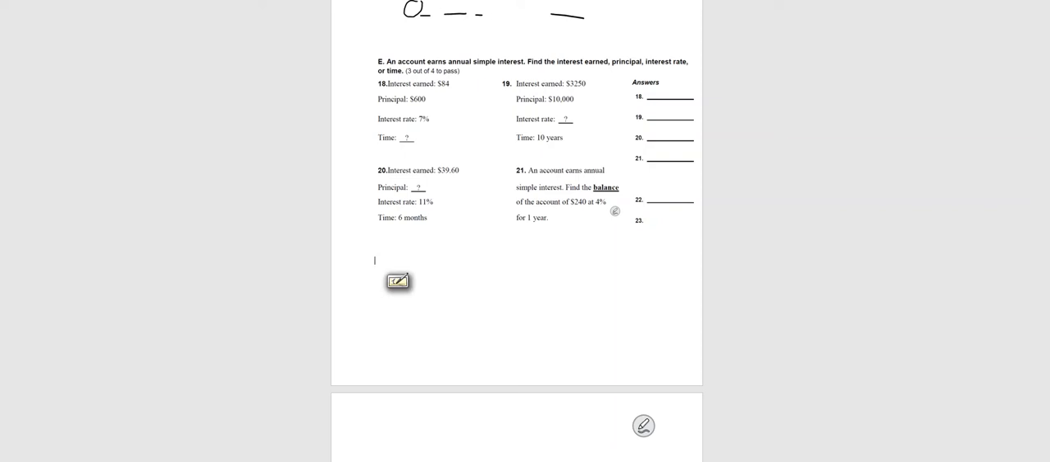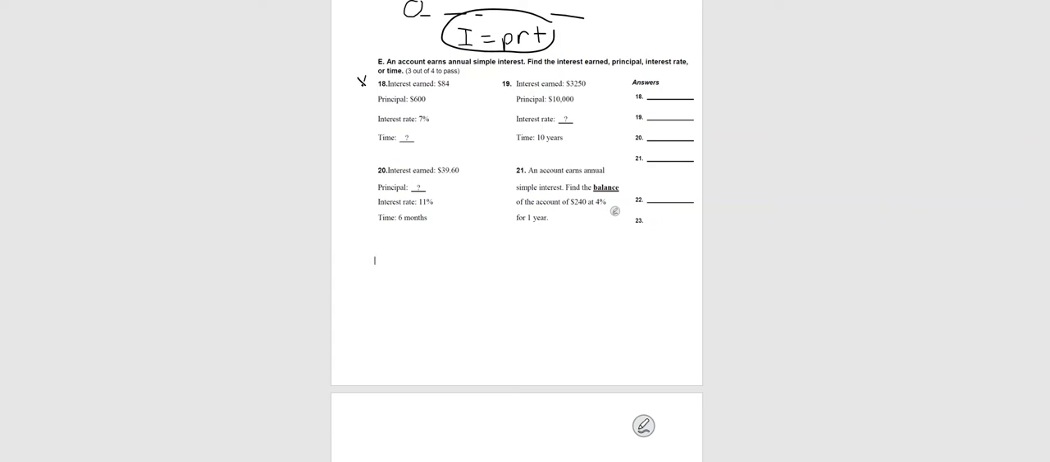Remember, to calculate simple interest, you're going to use the formula that simple interest is found by taking whatever your principal is, times your rate, times the time. This is the simple interest formula. On part E, you take what you've been given and solve for what you don't know. In your formula, you plug in the things that you know, and then you figure out what you don't know.